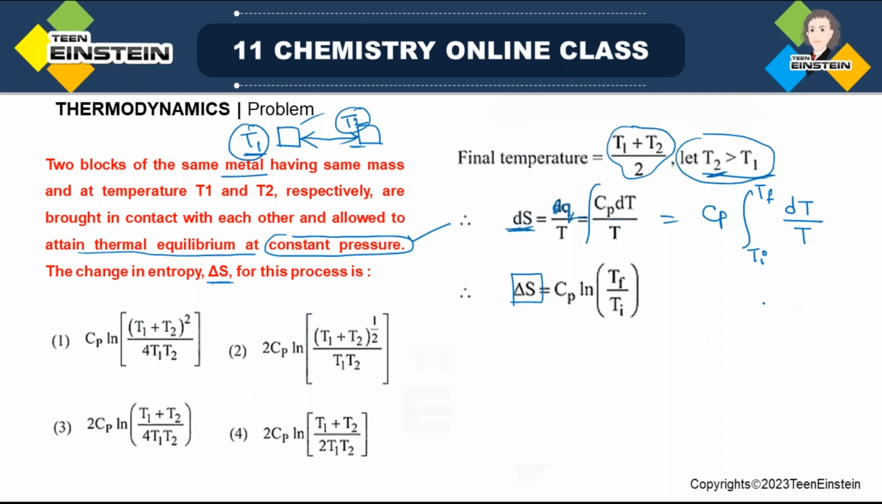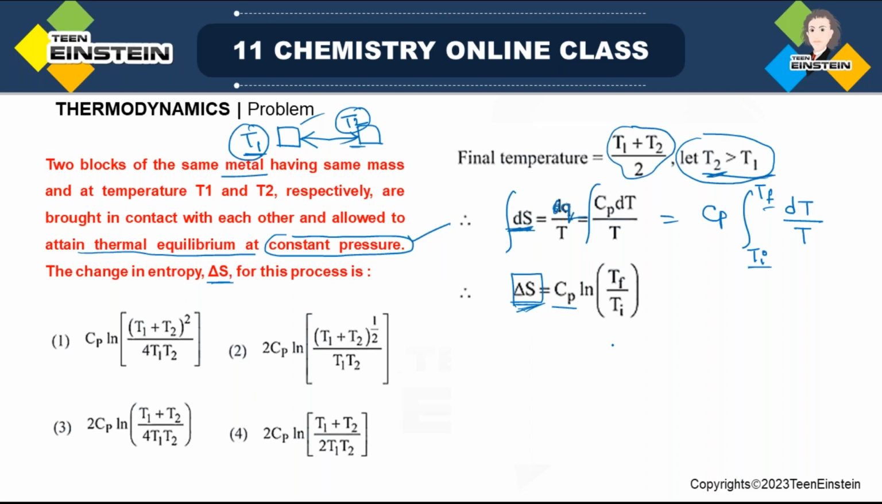Now 1 by T, if we do integration in this limit Ti to Tf, after integration it will be ln Tf by Ti. Cp is unchanged because it is constant. And on the left hand side dS, here also it is integration. So if you consider S1 and S2 for these temperatures, then it will be the del S. So dS is changed to del S, and del S is related to this.